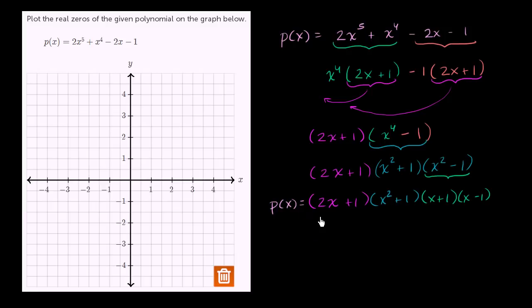So if p of x can be expressed as the product of a bunch of these expressions, it's going to be 0 whenever at least one of these expressions is equal to 0. If any of these is equal to 0, then that's just going to make this whole expression equal to 0.